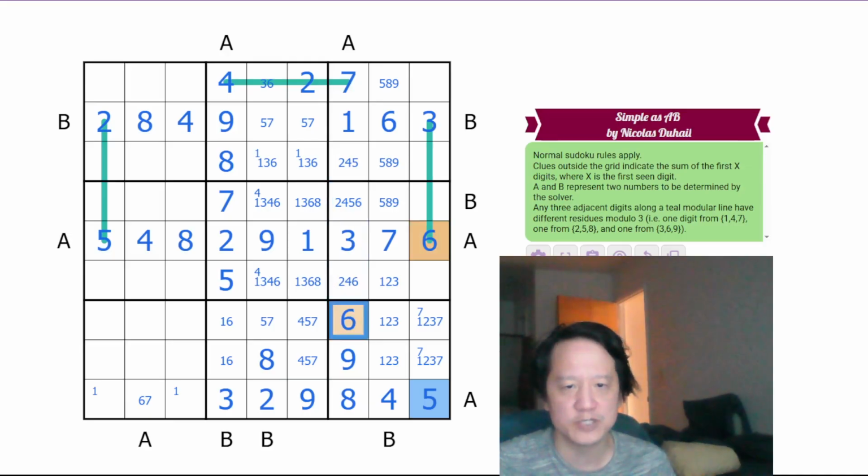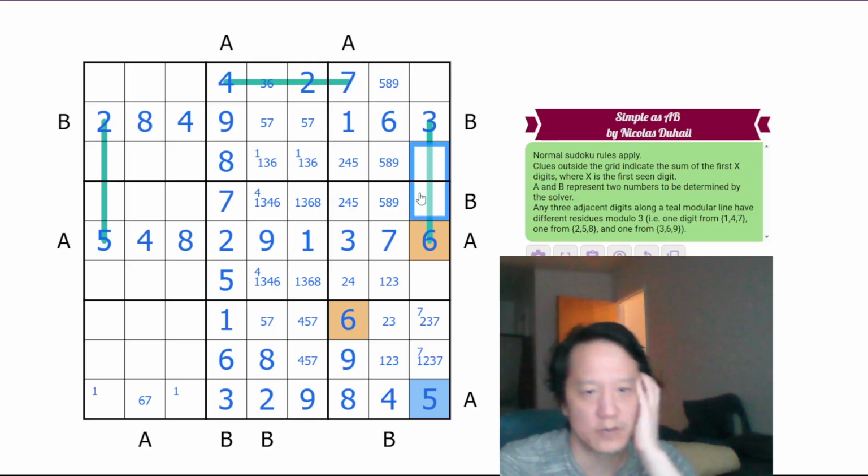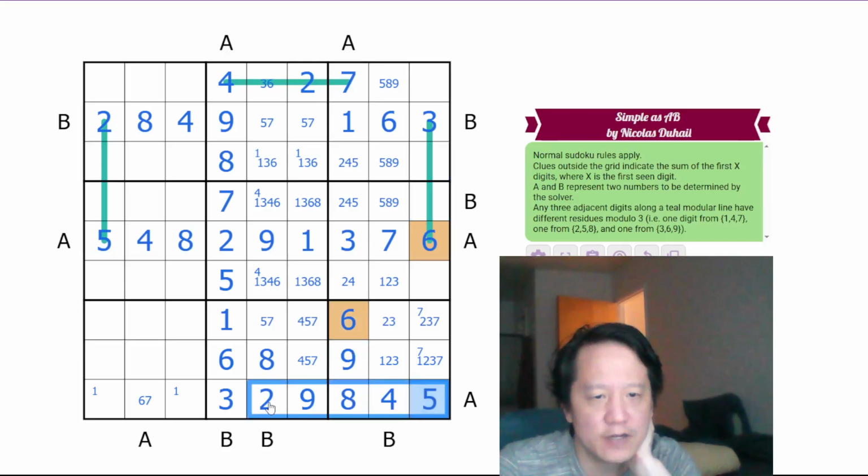This is 6, so this must be 6 there. That eliminates 6 here, so it's 1 and 6. 1 eliminates 1 in the rest of the row. Okay, that eliminates 6 in the rest of the column. This is 2 and 5. We need a 2 modulo 3 and a 1 modulo 3 here. Okay. This is 5.